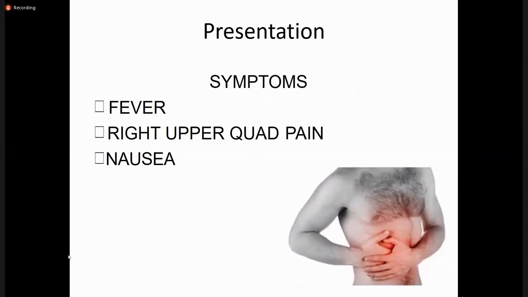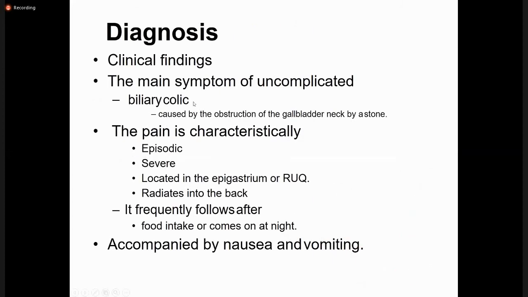How do patients present? There may be fever, right upper quadrant pain, and nausea. Diagnosis basically: the patient may be presenting with biliary colic. The pain is characterized as episodic, severe, located in the right hypochondrium or the epigastrium radiating to the back. And this is frequently after food intake and usually comes at night, accompanied by nausea and vomiting.